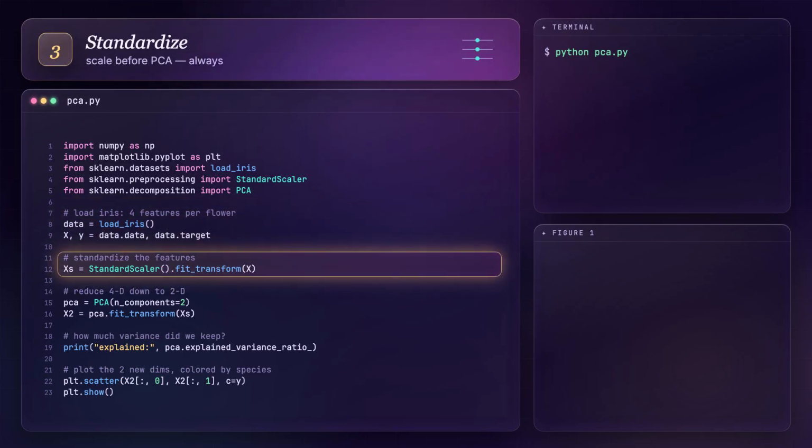Then we standardize. Because PCA is all about variance and direction, we put every feature on the same scale first, so that no single measurement dominates simply for being on bigger numbers.